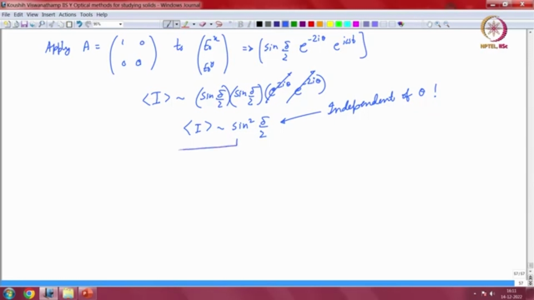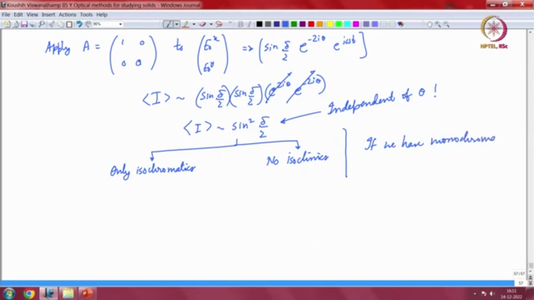Which means in a circular polariscope you will only get isochromatics and not isoclinics. Okay, so you can see that this gets rid of some of that complication. So now you have a way, if you have a monochromatic source, so you have only one lambda, then you can use a circular polariscope, or this combination of quarter wave plates before and after the actual object, to eliminate isoclinics.